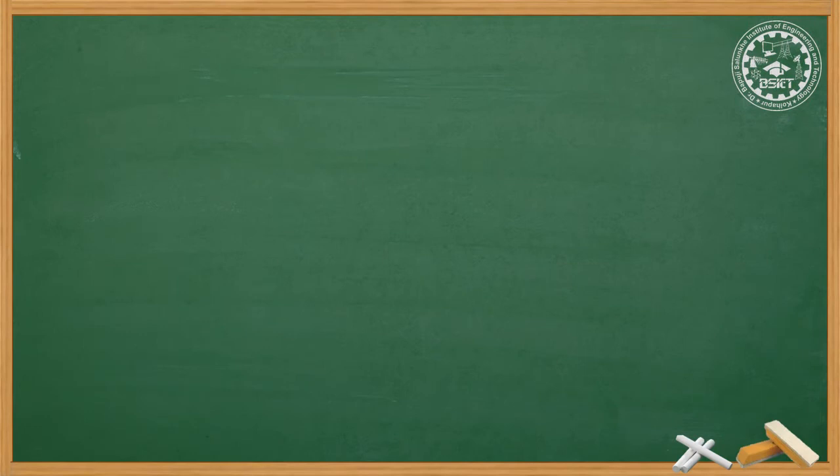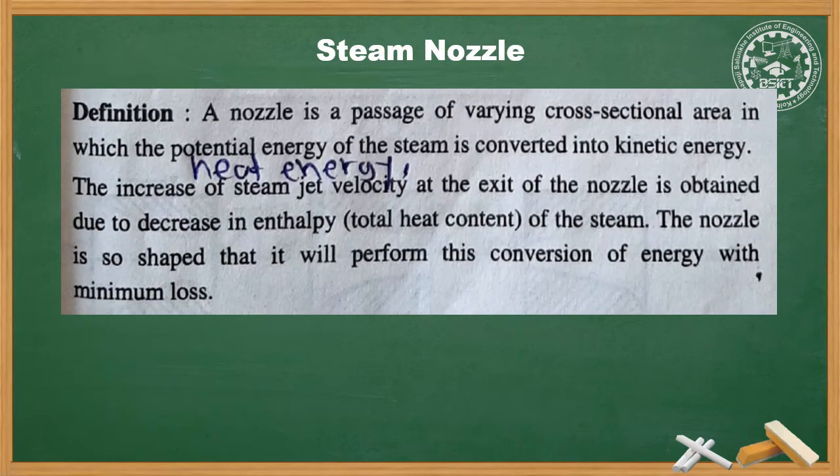Starting with the first point, steam nozzle. A nozzle is a passage of varying cross-sectional area in which potential energy of steam is converted into kinetic energy. The nozzle is basically a tube which is having variable cross-sectional area in which potential energy of steam is converted into kinetic energy.